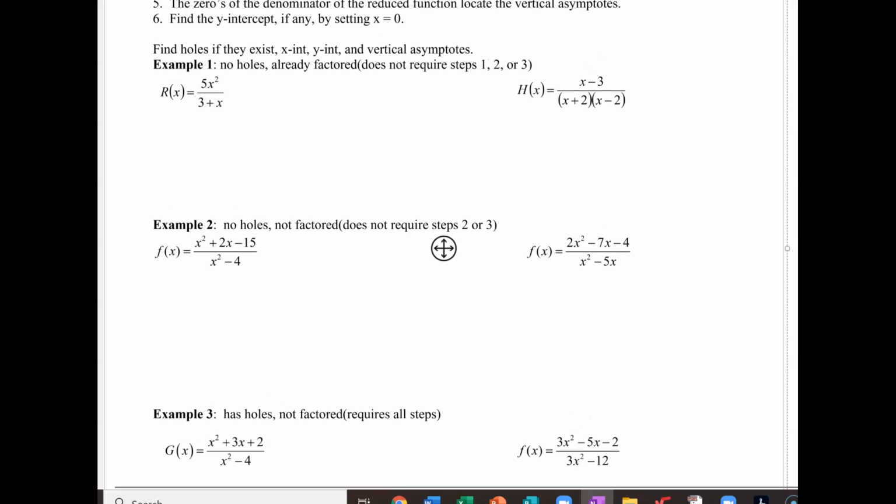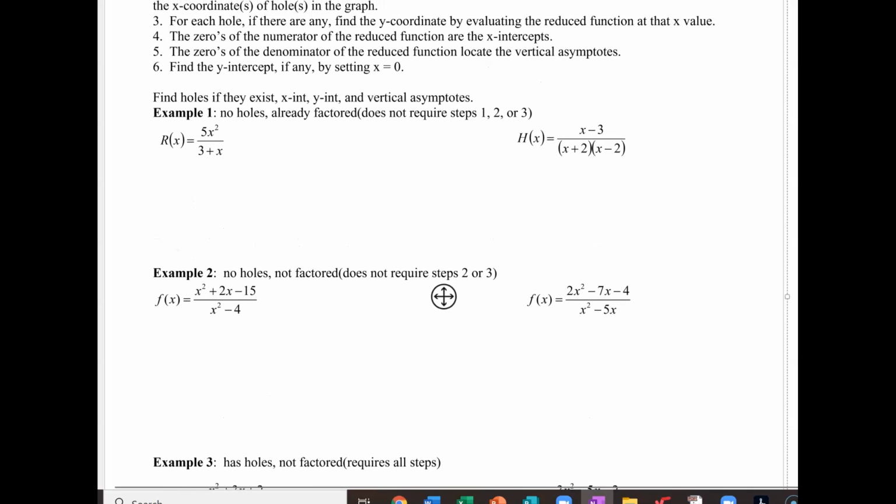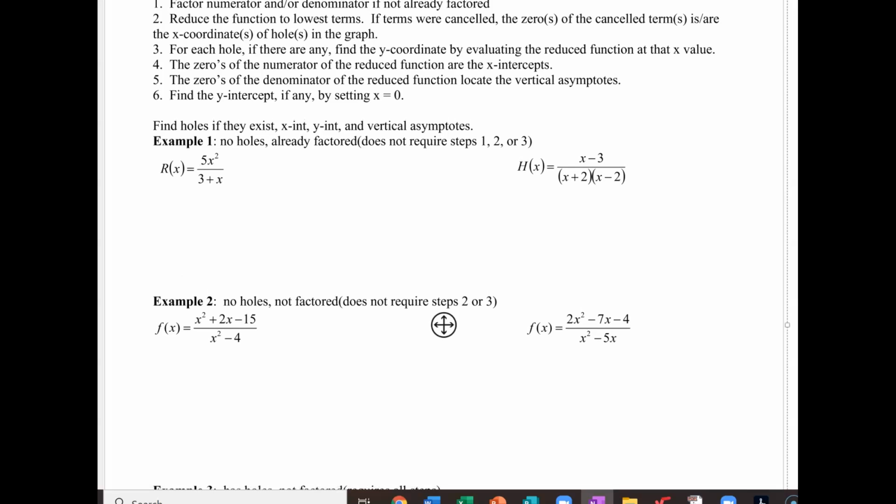All right, so let's look at the first one where everything is already factored, so we really don't have to worry about step 1. There's nothing to reduce in either one of these examples, and so we're going right on to step 4. The numerator gives us the x-intercepts, because whenever the numerator is 0, that makes the whole thing 0. So the x-intercepts come from setting 5x squared equal to 0, which means x equals 0. And the zeros in the denominator give you the vertical asymptotes. So 3 plus x equals 0, or x equals negative 3, there's your vertical asymptote.